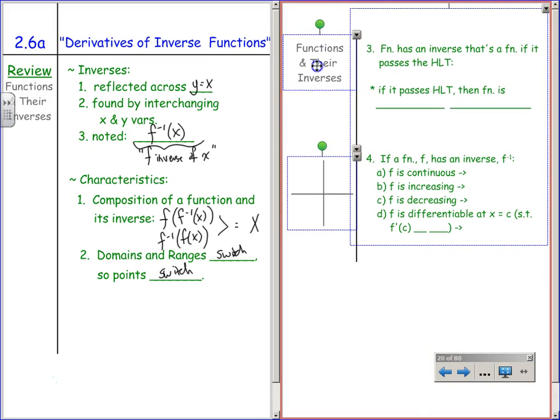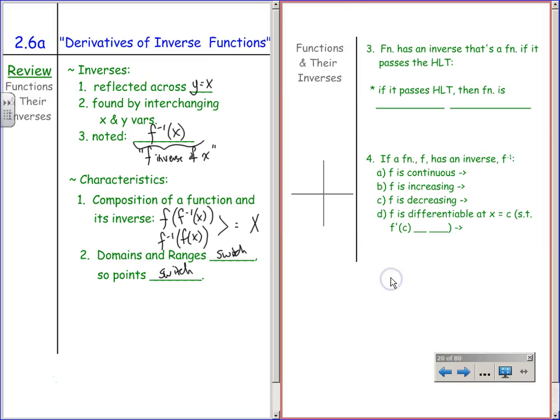Speaking of pre-cal, a couple more pre-cal, and then we start to get into the calculus with continuous and differentiable. A function has an inverse, that's a function, if it passes the horizontal line test. Another way of noticing that, and I'm going to just actually put an example.